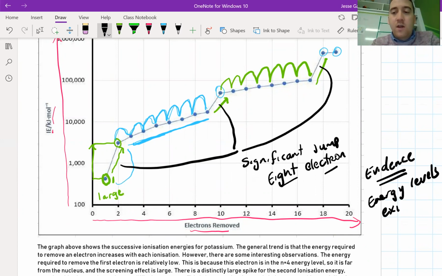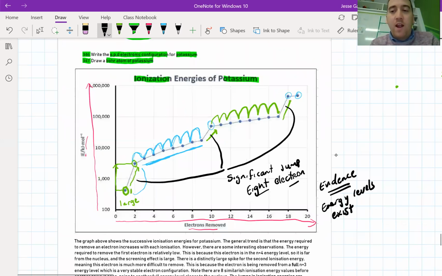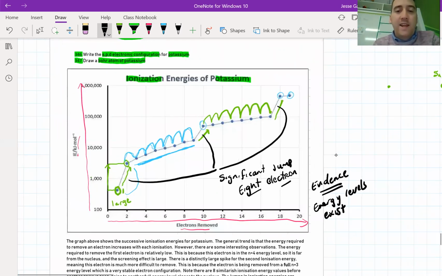Because if they didn't, and the electrons were just randomly anywhere around the atom, then we wouldn't see these patterns. So this is another piece of evidence that energy levels exist. And you're often asked that question, what are some pieces of evidence that energy levels exist? I suppose this here is one of them, the fact that you see significant jumps in ionization energies after every 8th electron removed. And the other one that we saw already was emission spectra.